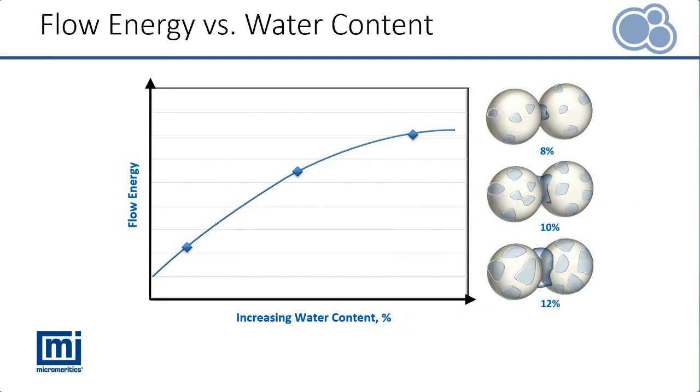But just looking at the flow energy in itself, so flow energy as a function of water content, as we add more moisture, we could expect more capillary bonding between the particles. There are more cohesive forces between the particles, and it's harder for the blade to move down through the powder. As it's harder for the blade to move down through the powder, we see an increase in the flow energy. There's a higher resistance to flow.